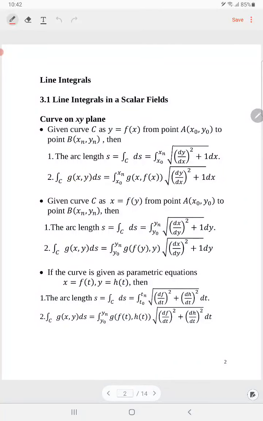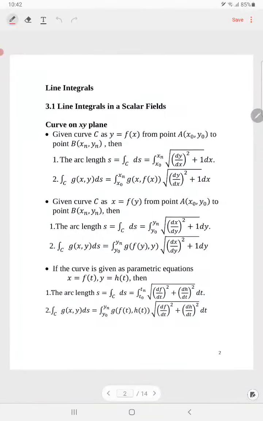Alright, but then if you have a scalar field, so let's say your scalar field is g(x,y), you want to integrate over curve C, then if your curve is given as y as a function of x, you replace this y here with f of x, and ds here is similar to the first item, equal to the square root of (dy/dx) squared plus 1, dx, and the limits are going to be x naught to xn, where x naught is the x coordinate of the starting point, point A, and the upper limit for x is going to be xn, which is the x coordinate of the destination point.